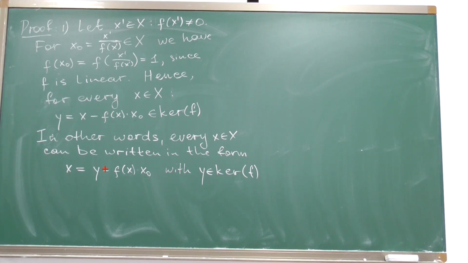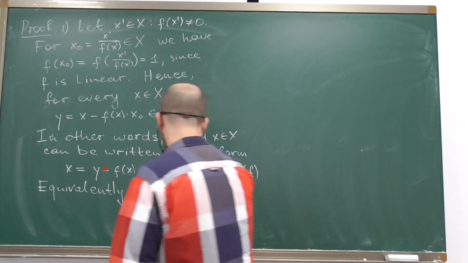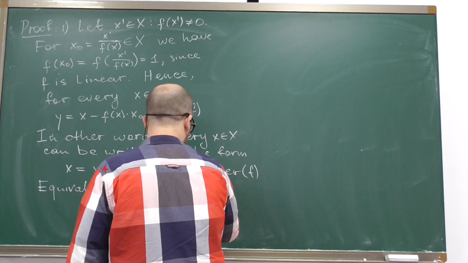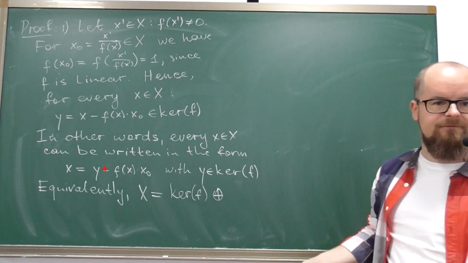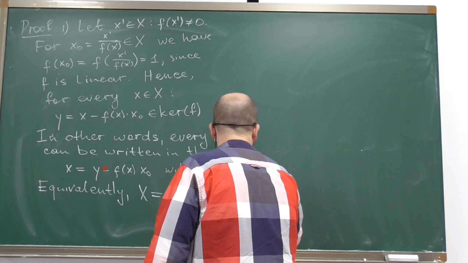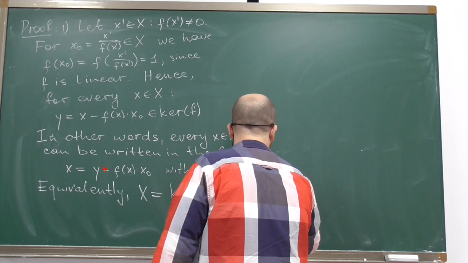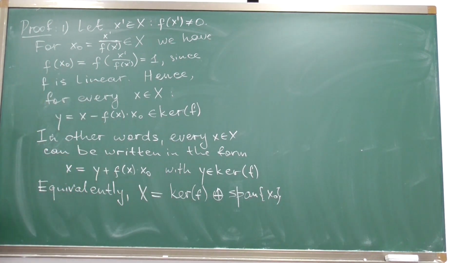two elements from two other vector subspaces, which means that we've written the big X as a direct sum of the kernel of f and the one-dimensional space span of x naught, of course plus.